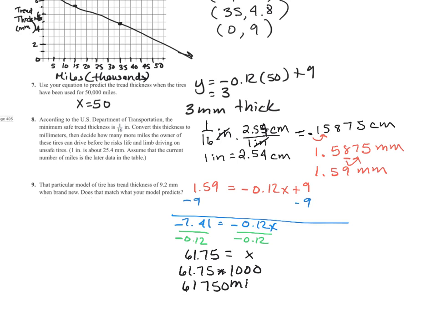Okay, so our last point was at 35,000 miles, and they asked us how much further they had to go. Let's subtract 35,000 miles from that. And we get they have 26,750 more miles left to go. And then lastly, it says that particular model of tire has a tread thickness of 9 and 2 tenths millimeters when brand new. Does that match what your model predicts? I say it was pretty close. Okay.